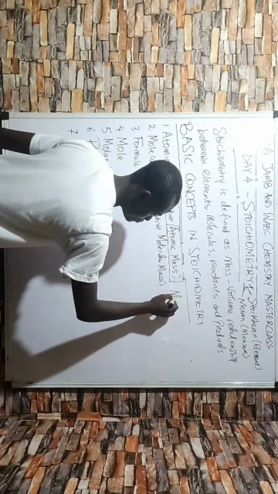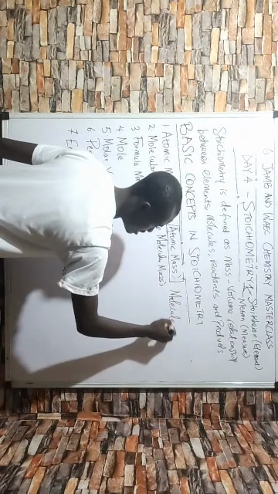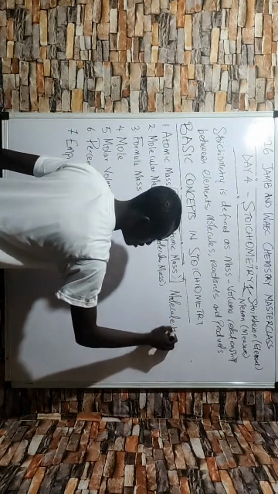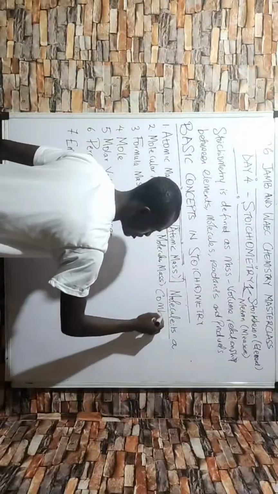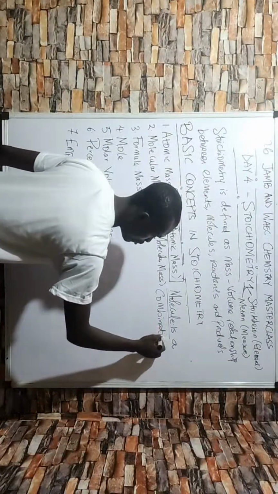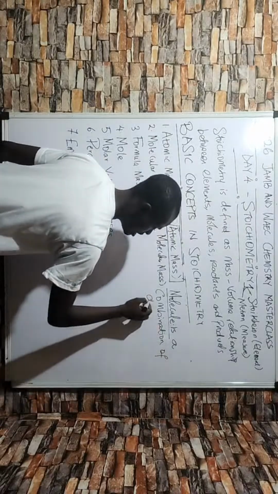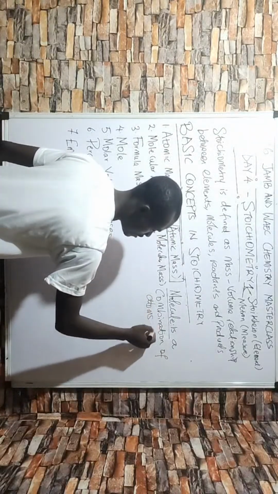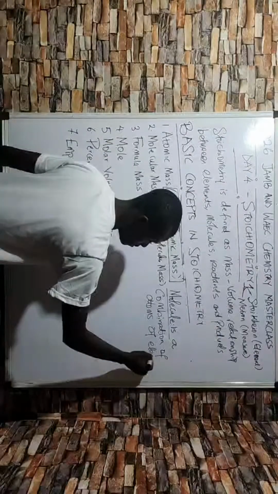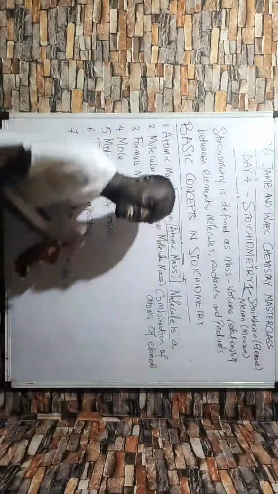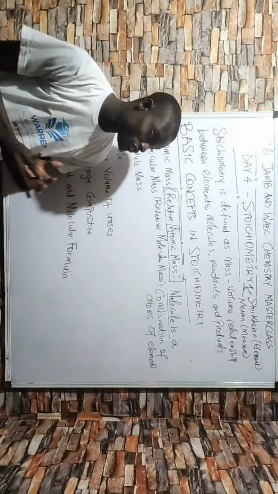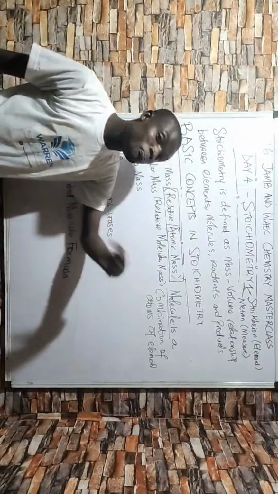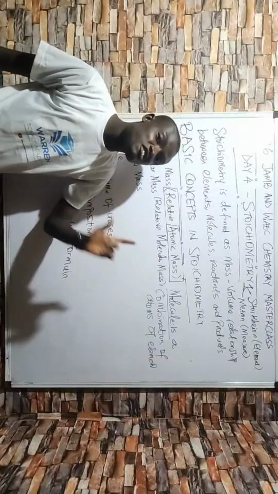A molecule, simply put, is a combination of atoms of elements. That's a simple definition of a molecule. Just a combination of atoms of elements. Now these elements could be the same or they could be different elements.